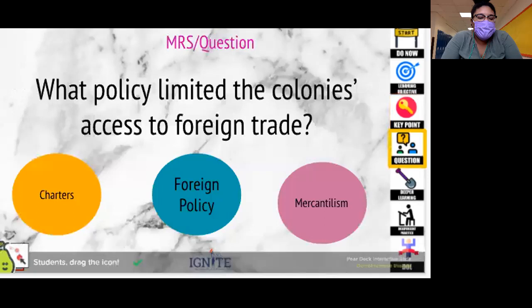What policy limited the colonies' access to foreign trade? Charters, foreign policy, or mercantilism? Which one of these 3 topics limited the colonies' access to foreign trade? In other words, which of these 3 told colonists that they could not trade with others other than the mother country? Excellent. You should have selected mercantilism.